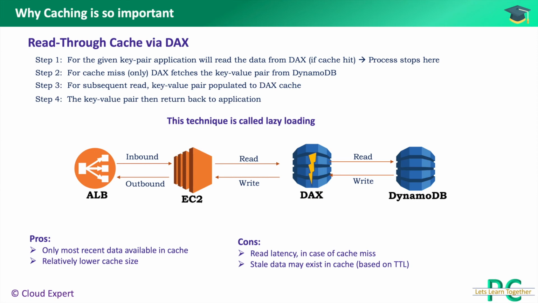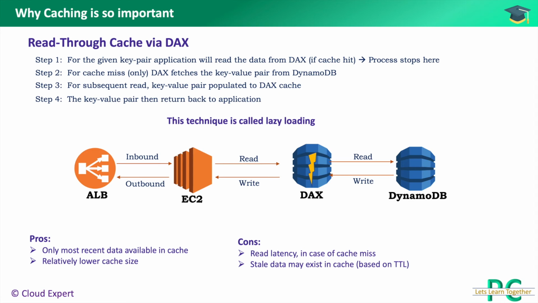At the same time, stale data can be available in the cache. Stale data means maybe your application updated the data in the backend database, the DynamoDB table, but since the data is served from the DAX cache till the time to live or TTL, your application can get old data instead of getting the new data.